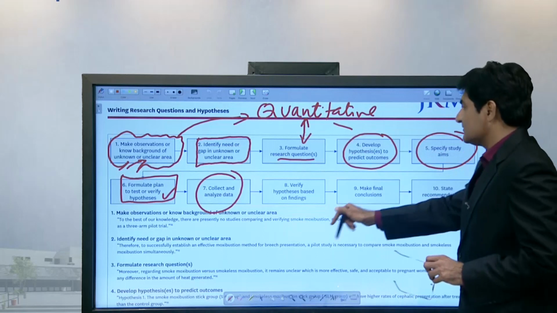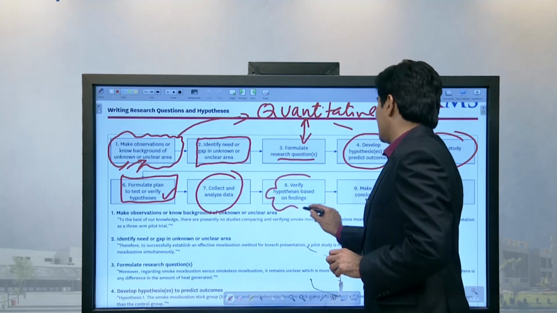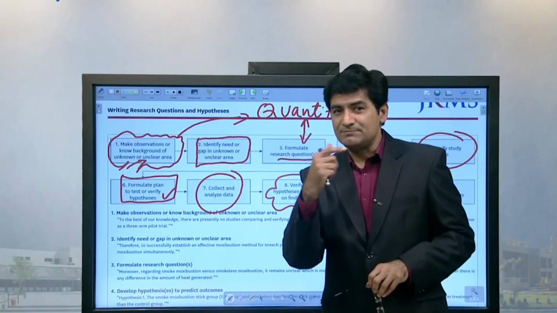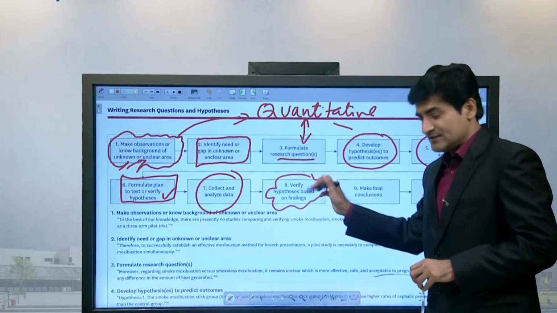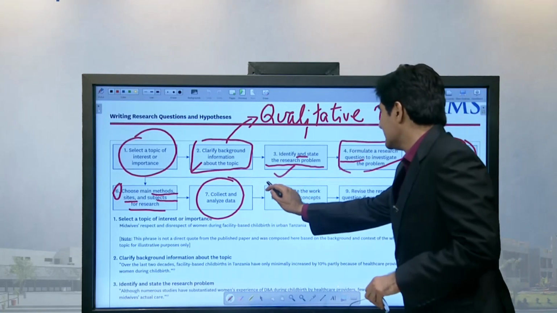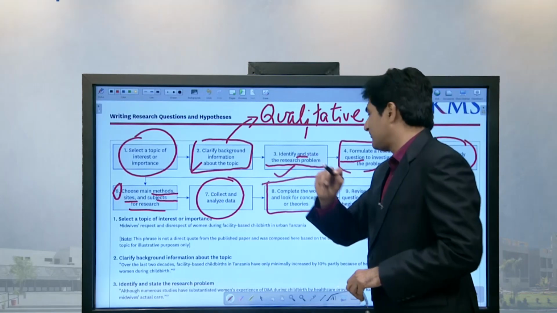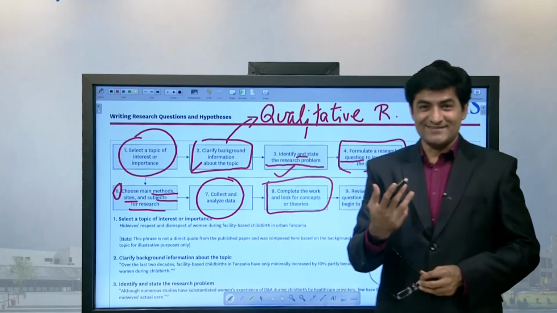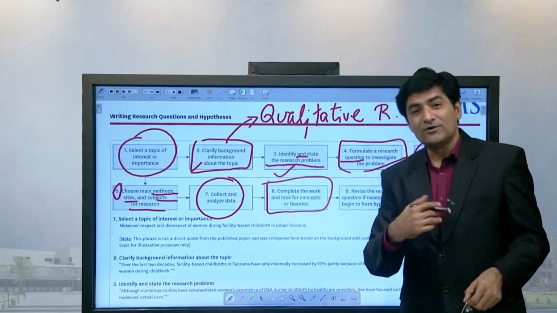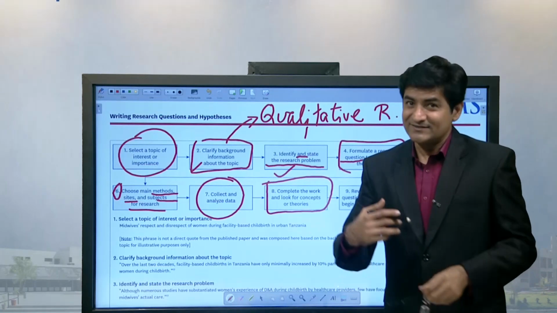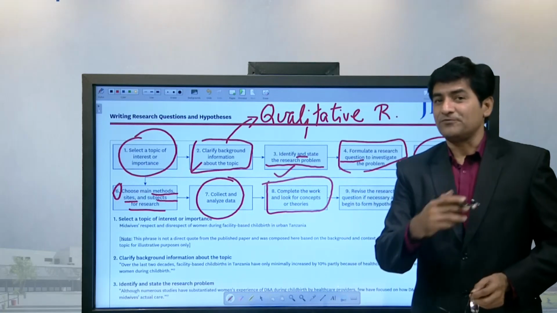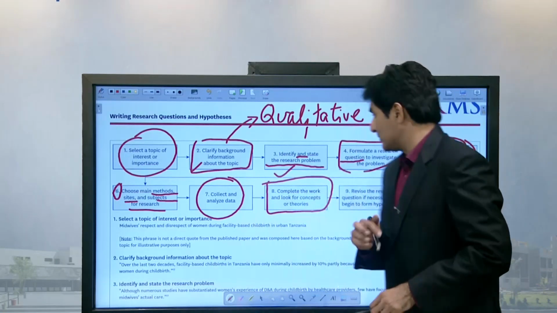Eighth one, in quantitative research, verify hypothesis based findings. Verify hypothesis based findings here at the 8th step, whereas in qualitative work you will complete the work and look for concepts and theories. So you are going towards hypothesis in qualitative work. Complete the work and look for concepts and theories there. See the difference between qualitative and quantitative formation of research questions as well as hypothesis.